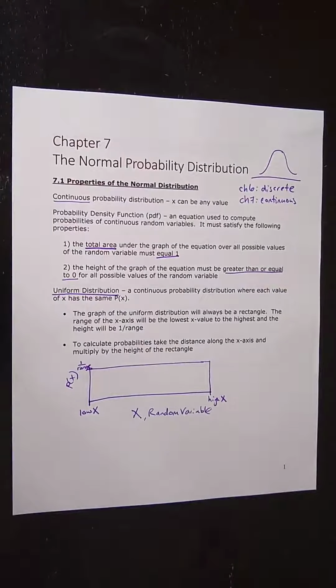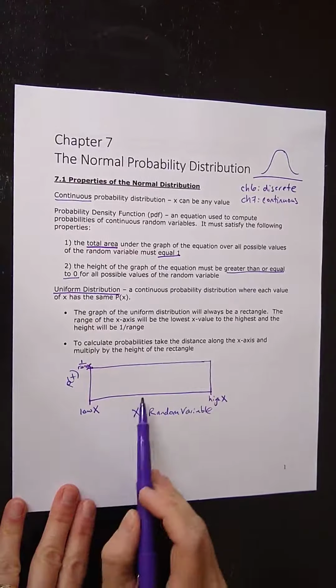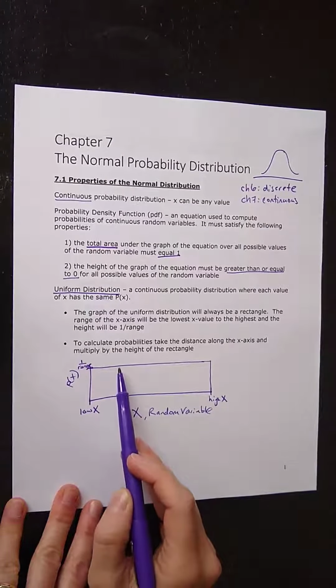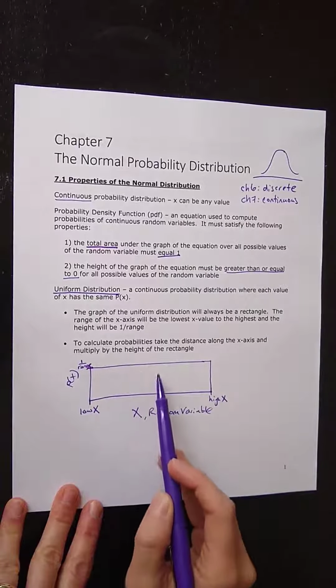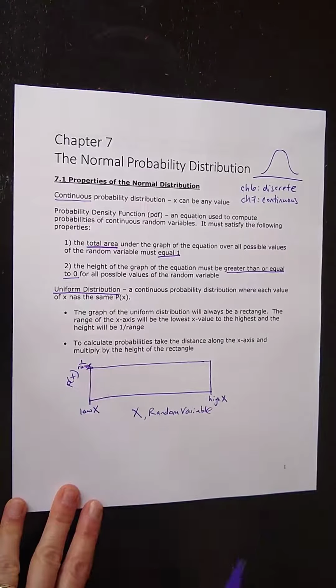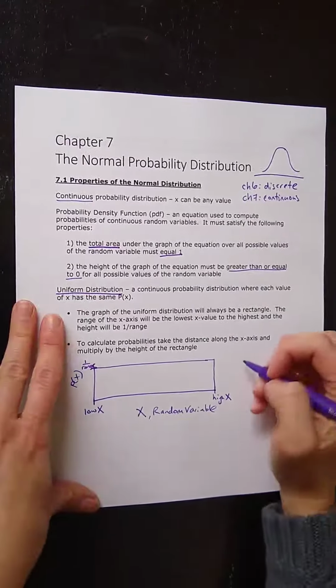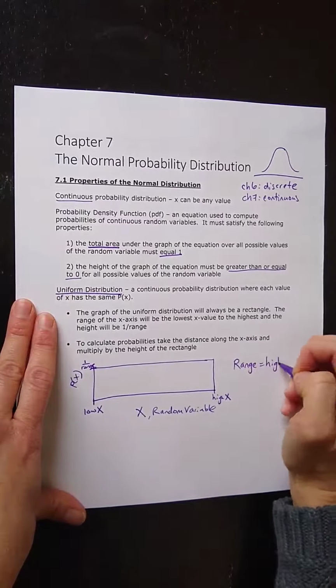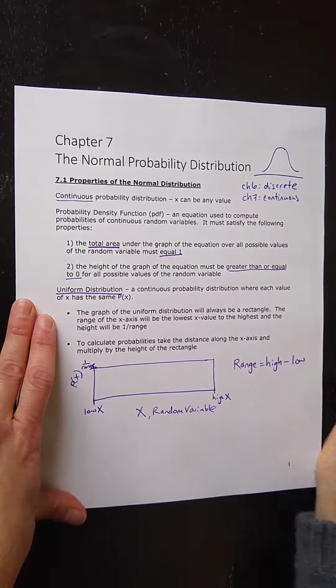What this rectangle represents is that for any individual x you pick along the bottom, its probability is going to be the same. It's going to be the height of this rectangle, which is 1 divided by the range. The range is the high minus the low.